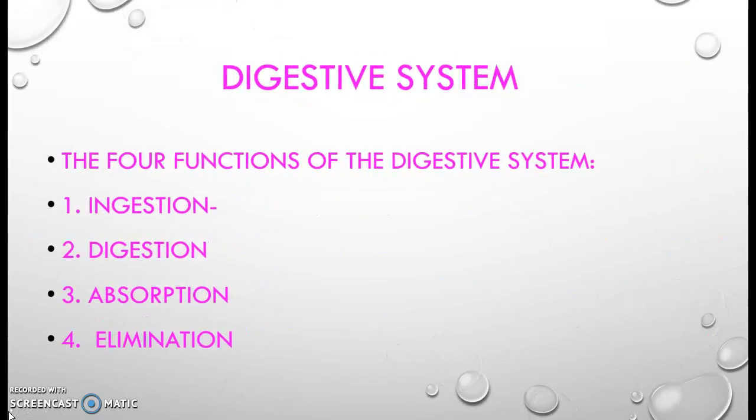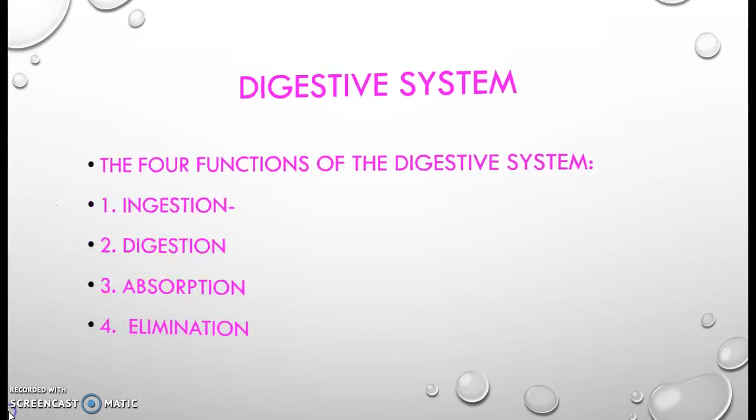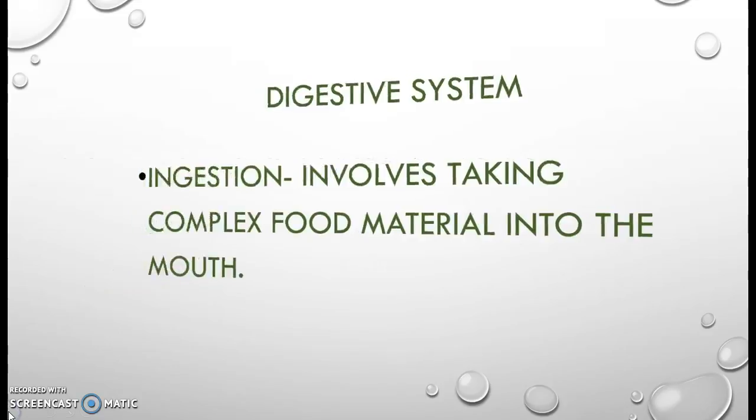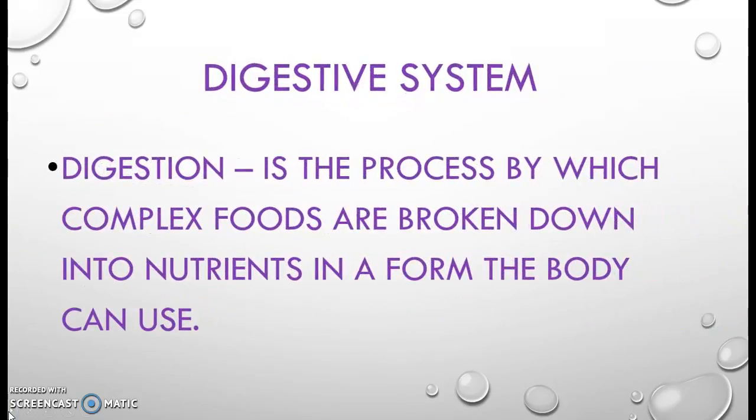The digestive system consists of 4 functions. They include ingestion, digestion, absorption, and elimination. Ingestion involves taking complex food material into the mouth. Digestion is the process by which complex foods are broken down into nutrients in a form the body can use.